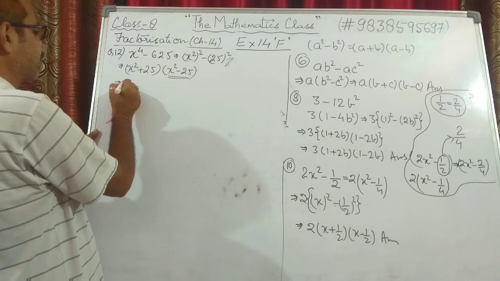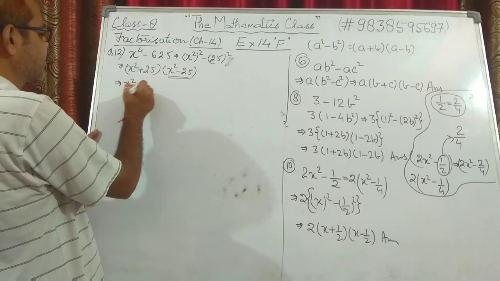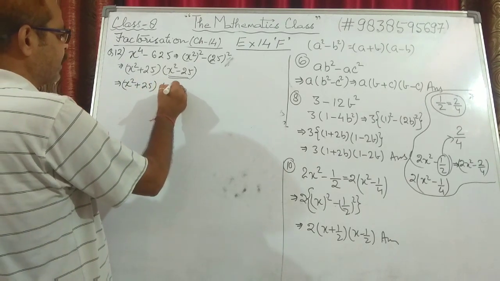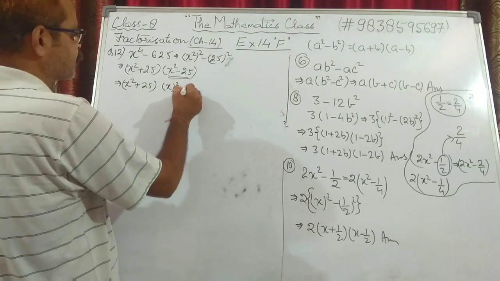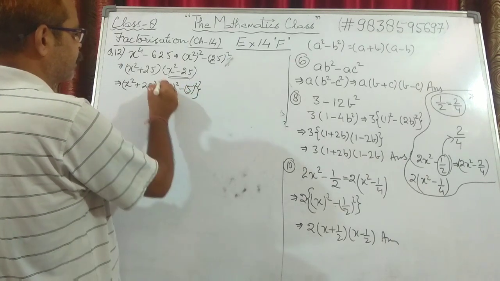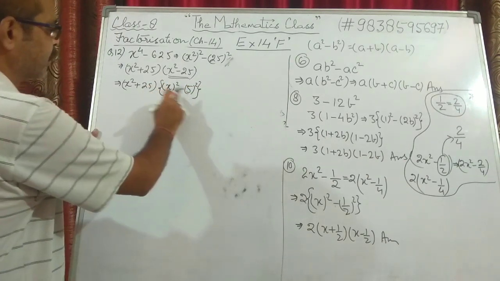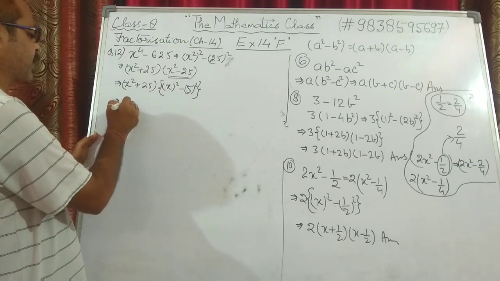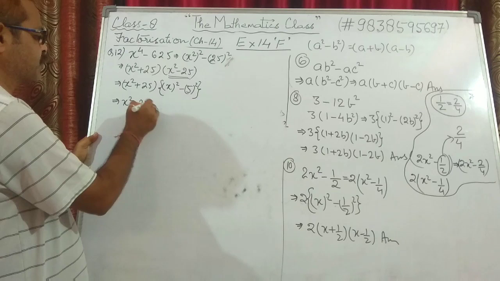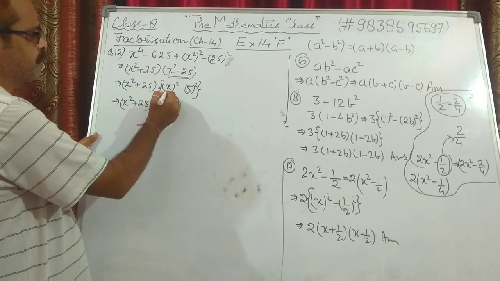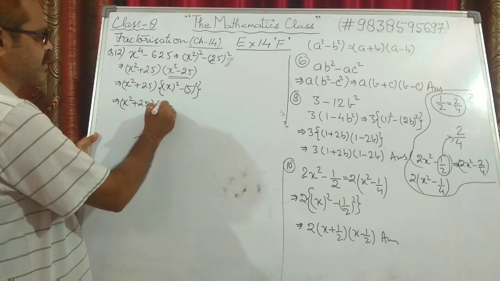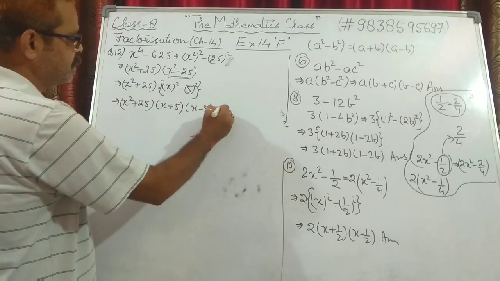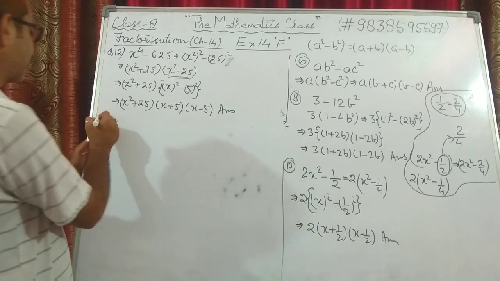So what we are writing, the first term will be written as it is, but the second term can be written as x square minus 5 square, like this. This can further be written as x plus 5 and x minus 5. So x square plus 25, and this is the form of a square minus b square, which can be written as a plus b and a minus b. So that is the final value.